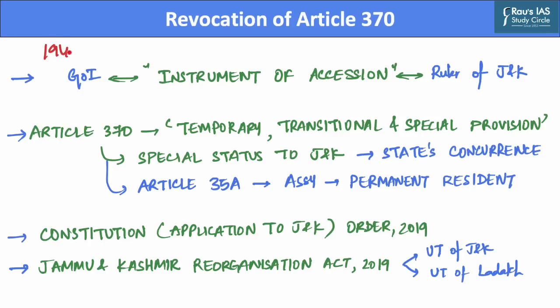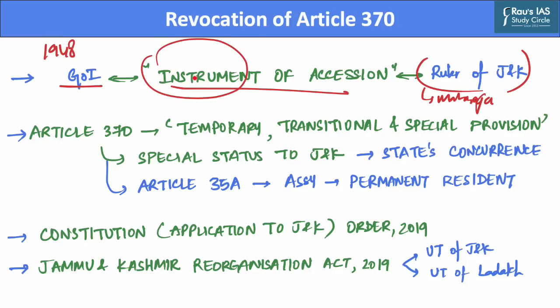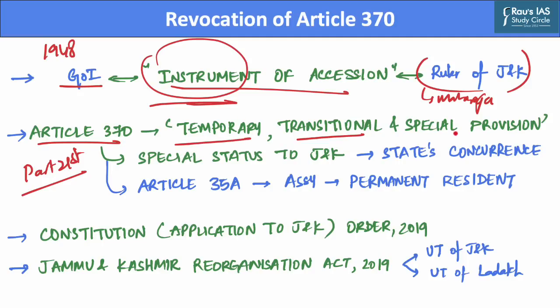Now, in the year 1948, the Government of India signed a treaty of accession with the then ruler of Jammu and Kashmir, Maharaja Hari Singh. Now, this treaty was signed because the government wanted to protect the state of Jammu and Kashmir from Pakistan's aggression. Post signing of this treaty, Article 370 was inserted into Part 21 of the Indian Constitution, and it was titled as a temporary, transitional and special provision. This article provided a special status to the state of Jammu and Kashmir.